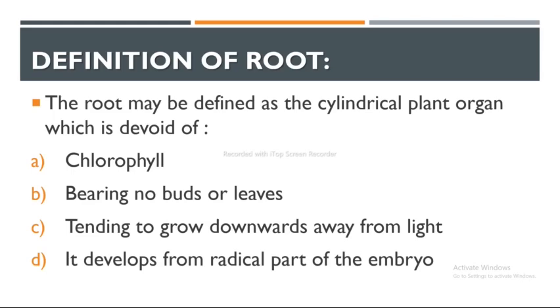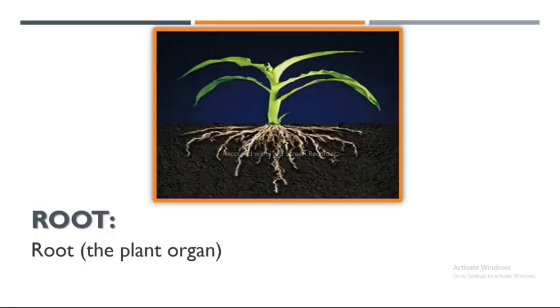Definition of root. The root may be defined as the cylindrical plant organ which is devoid of chlorophyll, bearing no buds or leaves, tending to grow downwards away from the light, and it develops from the radicle part of the embryo. Root, the plant organ, as shown in the figure.